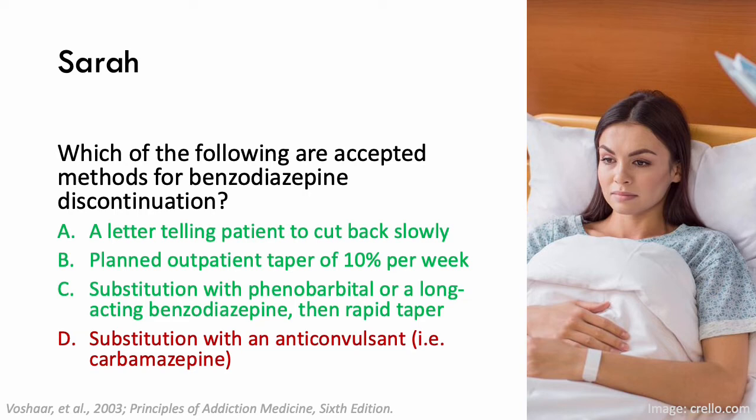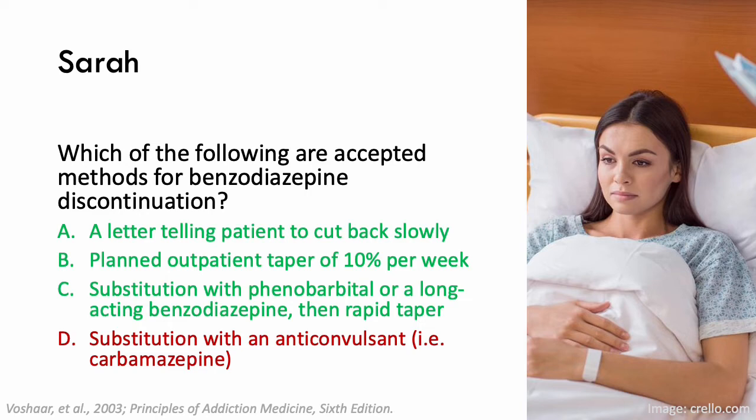So the one that's not appropriate here is just switching to an anticonvulsant. The first two really only work if you have someone with dependence on prescribed benzodiazepines or who's going to be really reliable about taking your advice. Studies show that about 50% of patients who received a letter advising them to quit gradually did so and maintained abstinence for 2 years of follow-up. So surprisingly, that might actually be effective.